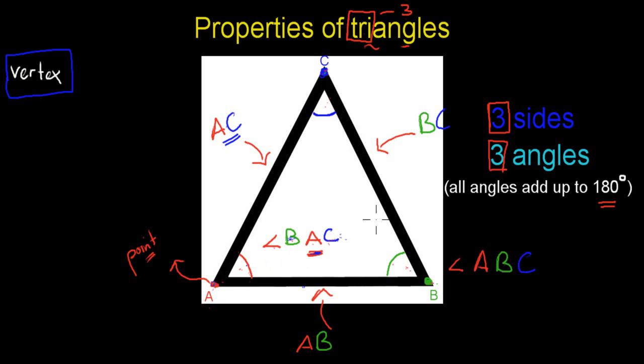And we need to do that usually for each angle. So we need to be able to name the angles, name the sides, and know that every triangle has 3 sides and 3 angles, and the angles will all add up to 180 degrees. But we'll go over that again very soon as well.